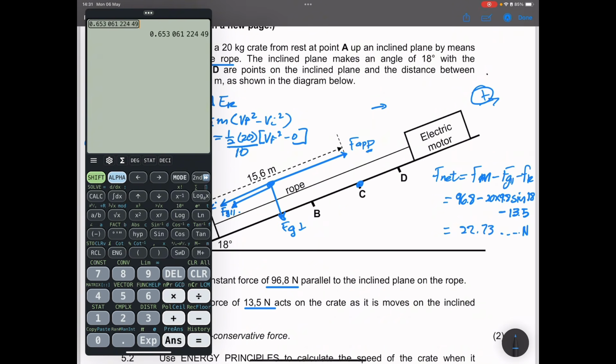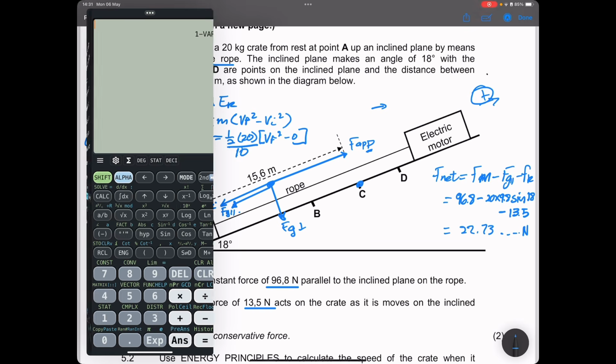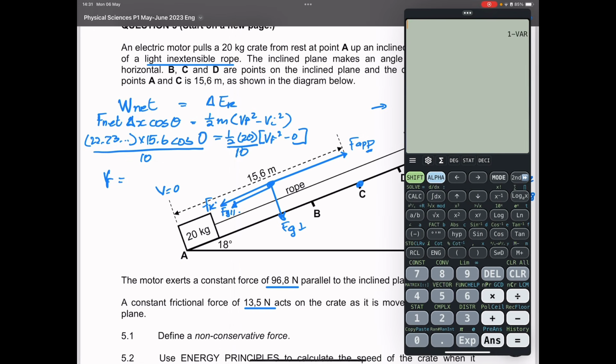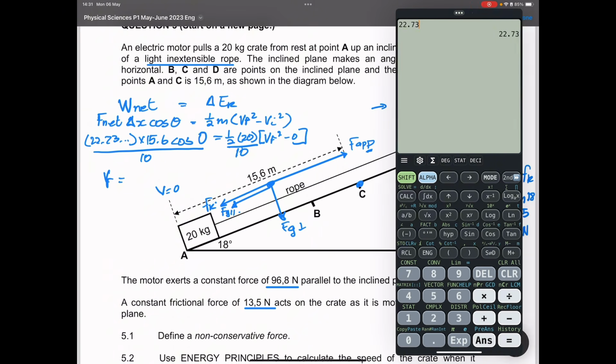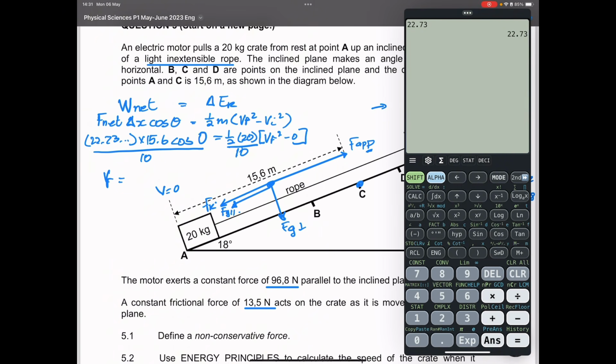Actually, why did I remove that answer? Okay, right, my answer will be slightly affected because for some reason I just removed that entire answer that I'd calculated. So this would be 22.73. Okay, please try not to round off during the course of your calculation, right?